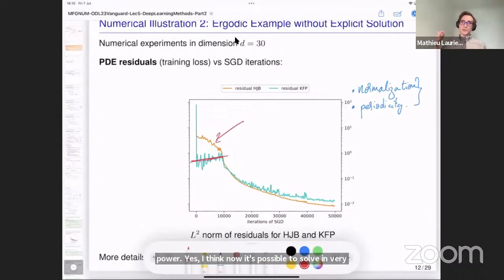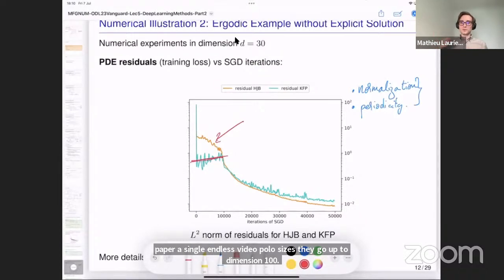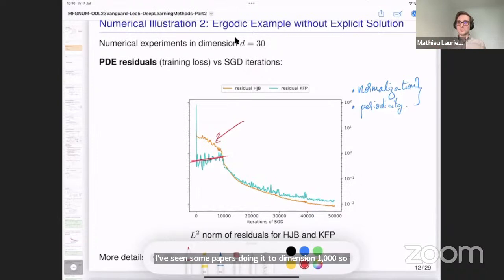And in their paper, Sirignano and Spiliopoulos, I think they go up to dimension 100. I've seen some papers going up to dimension 1000. So it's really possible to go very, very high dimensional, but probably not for any PDE. In general, there is some hidden structure. I mean, the solution has some structure.